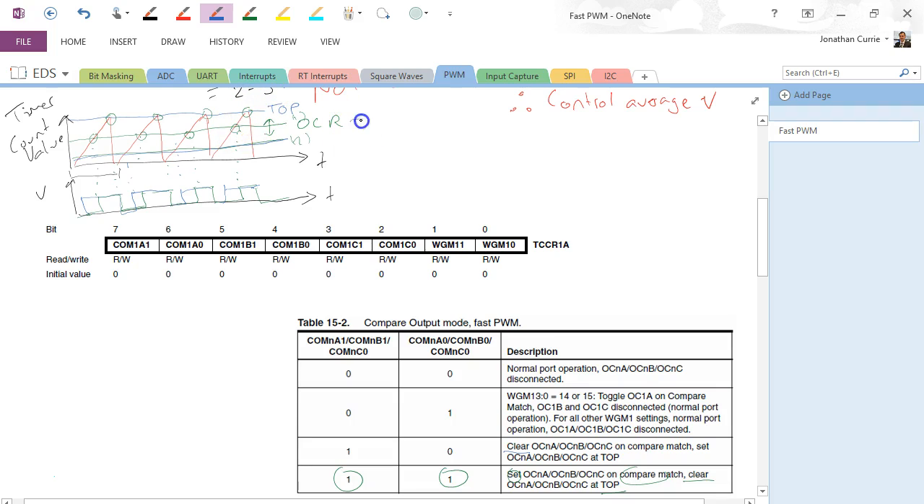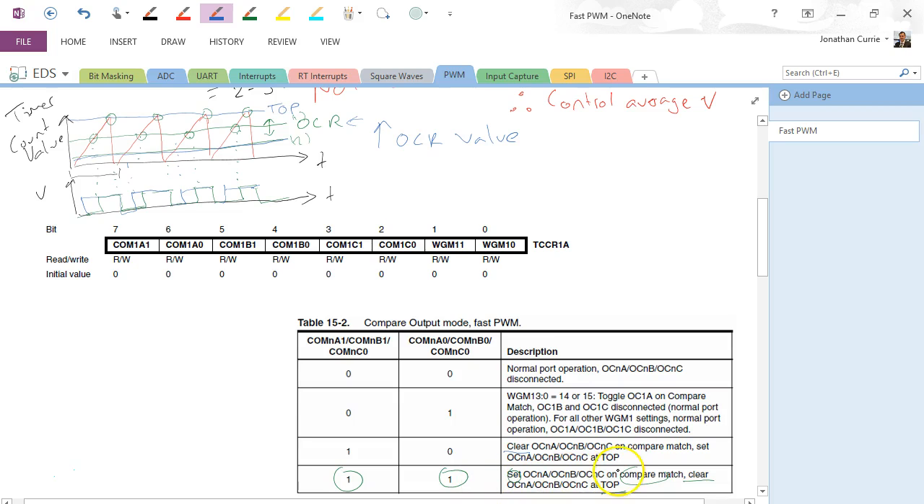We also set up an OCR value, just like we did in CTC mode, except rather than affecting the frequency, this time it actually affects the duty cycle. So the higher our OCR value, depending whether we're operating in set or clear on match. Alright, so there's 2 different modes, they're going to have opposite effects.